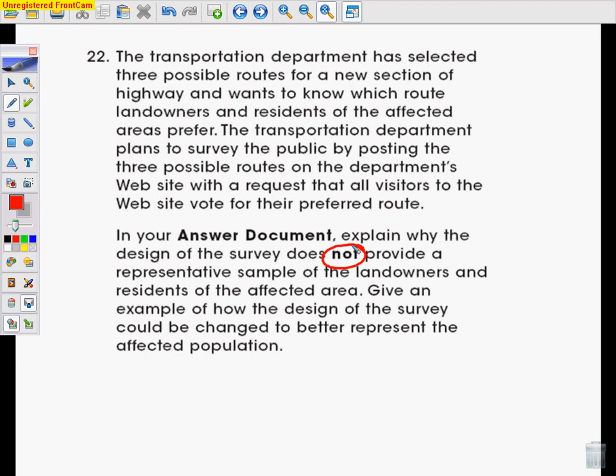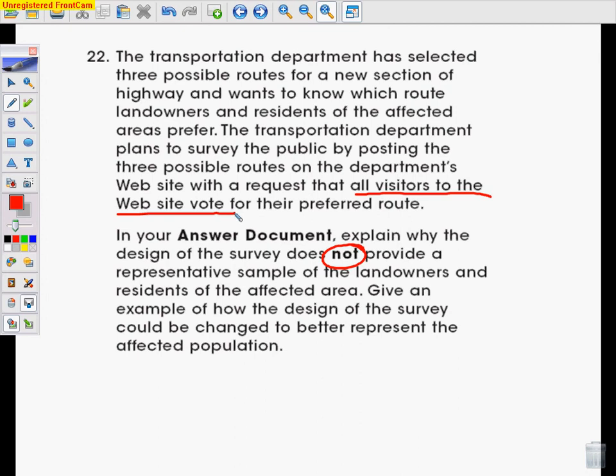All right, if I were you, I would read that problem through a couple times. I'm not going to actually write out the solution here. We're just going to talk about it. So the reason why it does not provide a representative sample can be a couple reasons. Number one, some people that live in that area might not have internet access. Another reason, they say that they want all visitors to the website to vote. And what if a person comes to the website that is not living in that area? Okay, that's another reason why it's not representative.